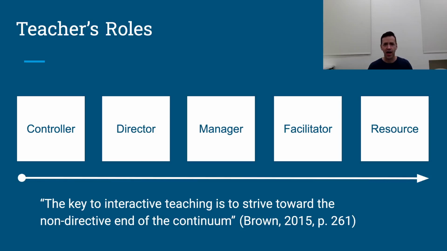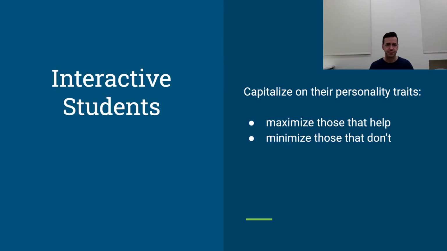Students cannot be in control on their own, and they will not need to interact because you are the one giving them all of the information. Okay, so this is important. Who are interactive students? They are students who capitalize on their personality traits. They maximize the good ones that help, and they minimize the ones that don't. And as a teacher, you may need to help them find those traits that are worthwhile and how to ignore the ones that maybe aren't as valuable to them.